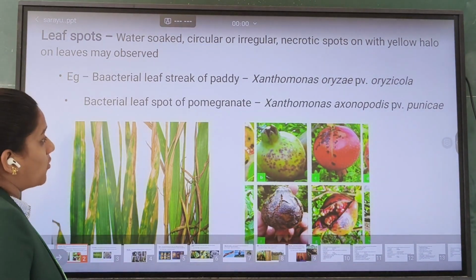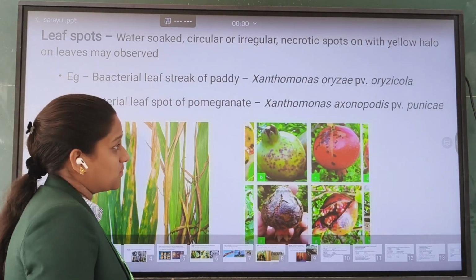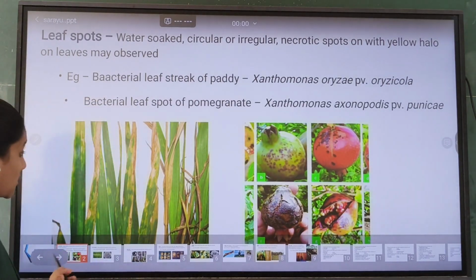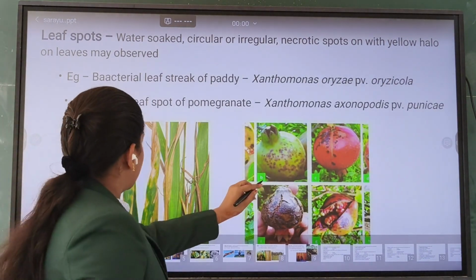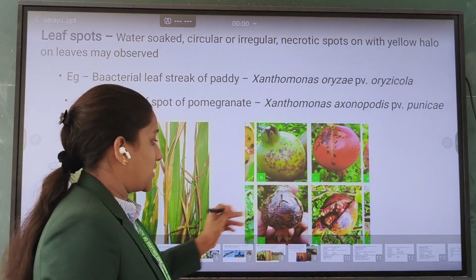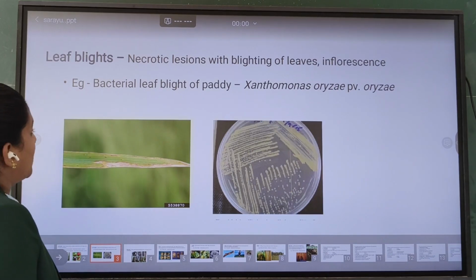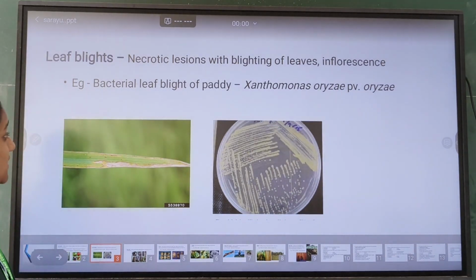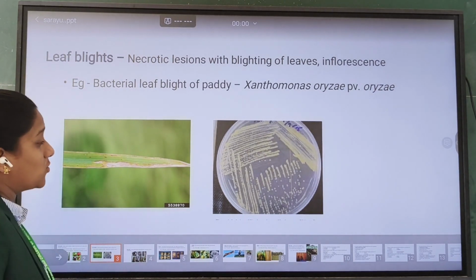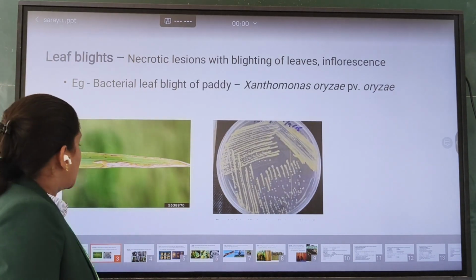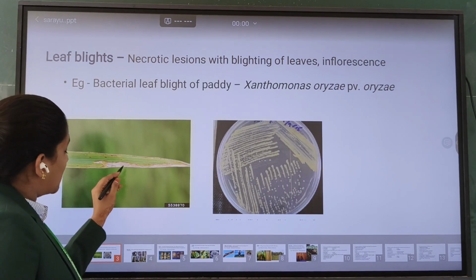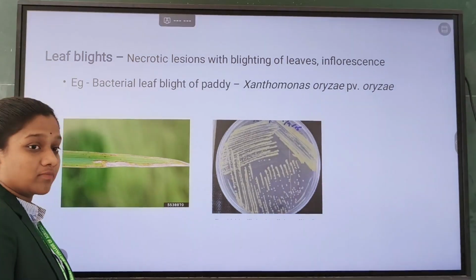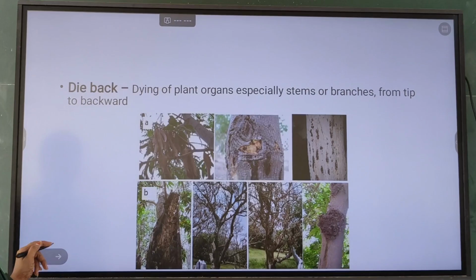Bacterial leaf spot of pomegranate, Xanthomonas axonopodis pv. punicae. And this is the bacterial leaf spot in pomegranate. Leaf blight: necrotic lesion with the blighting of leaf and inflorescence. Example: bacterial leaf blight of paddy, Xanthomonas oryzae pv. oryzae. This is the bacterial leaf blight in paddy, and this is the cultural medium.